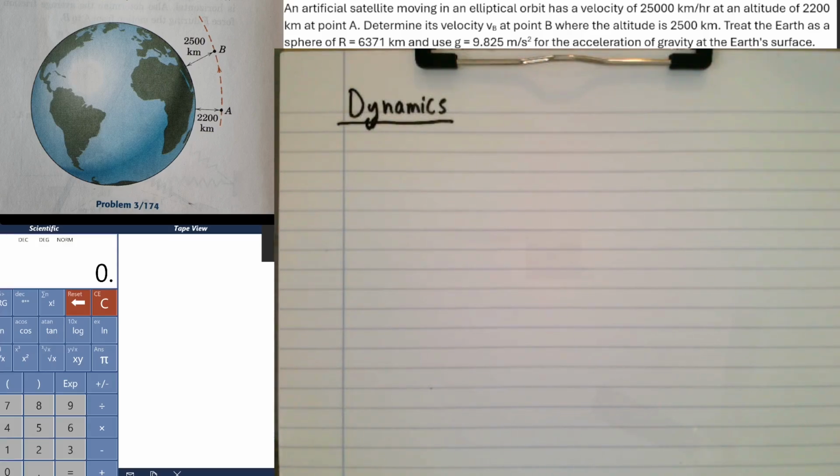All right, guys. Today we're going to be solving dynamics problem 3.174. The problem reads, an artificial satellite moving in an elliptical orbit has a velocity of 2,500 kilometers per hour at an altitude of 2,200 kilometers at point A. Determine its velocity at point B, where the altitude is 2,500 kilometers. Treat the Earth as a sphere of radius 6,371 kilometers and use g, acceleration due to gravity, 9.825 meters per second squared at the Earth's surface.